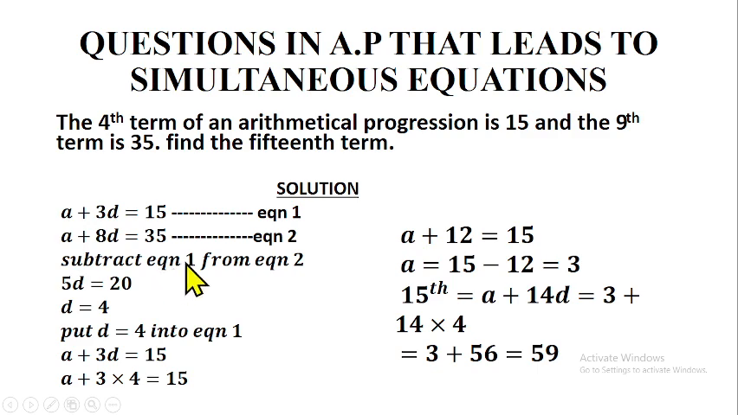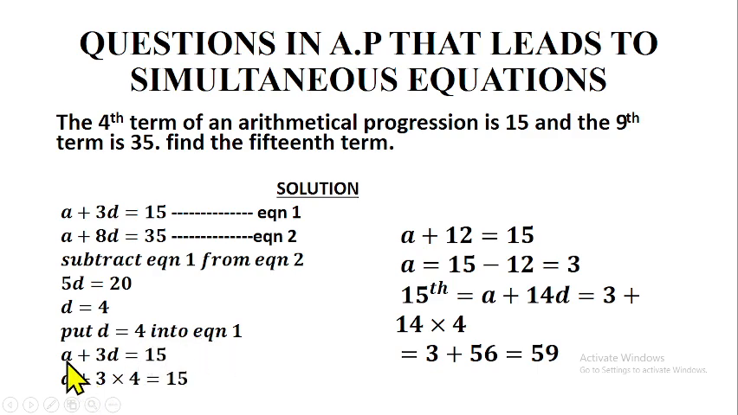So subtract equation 1 from equation 2. A minus A gives us 0. 8D minus 3D gives us 5D. 35 minus 15 gives us 20. Now that you have eliminated A, you can find D by dividing both sides by 5. So D will be equal to 4. That means the common difference for this arithmetic progression is 4. Now that we know the common difference, we can find the first term, A, by substituting this value into either equation 1 or equation 2. So put D equals 4 into equation 1.